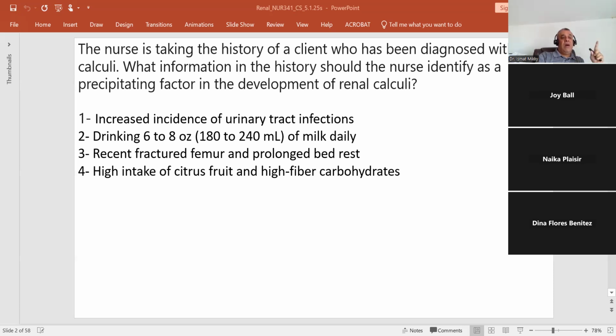Now, let's go with number 1, increased incidence of UTI. UTI infections usually do not precipitate problems with kidneys; they have almost nothing to do with kidney stones, renal calculi or urolithiasis. However, it's actually the other way around. Just remember this, it's very important to write as a note. Write down that the kidney stones, or calculi, or urolithiasis may predispose patients to UTIs, and that does happen.